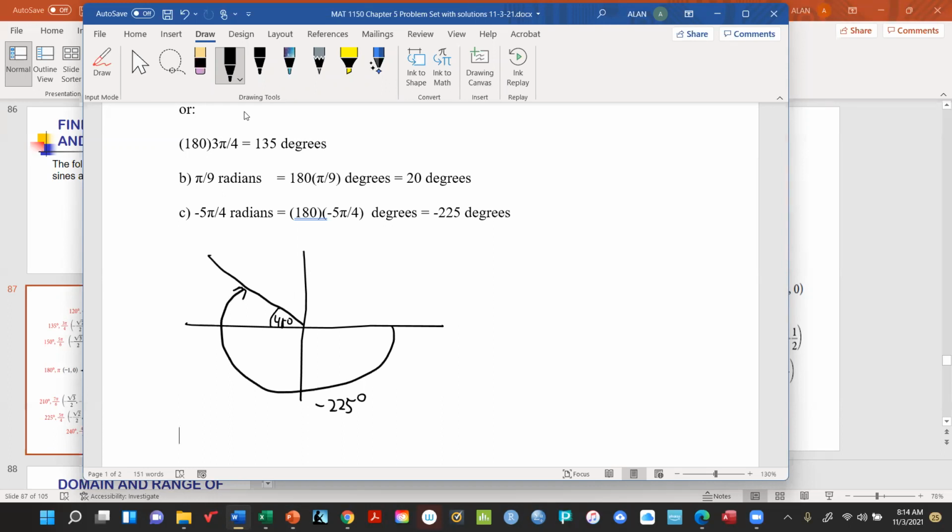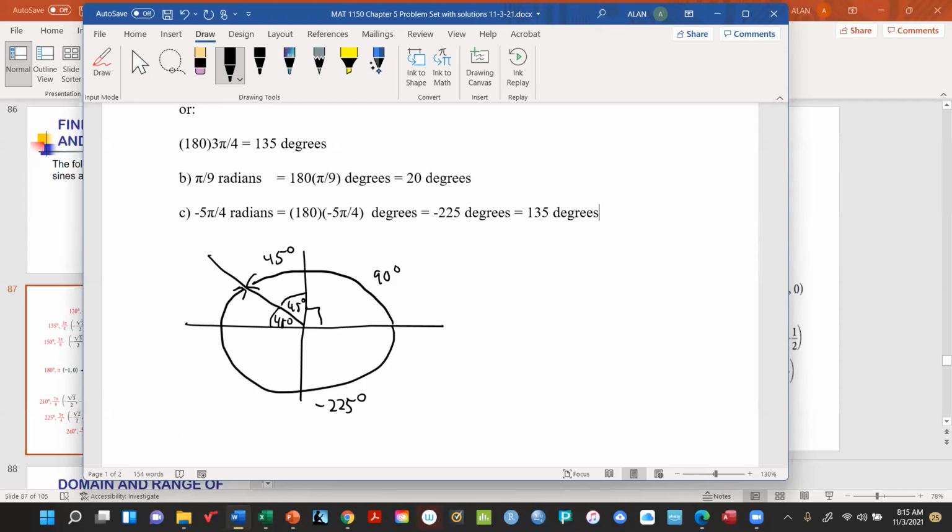So the question is, how far do you have to go in the counterclockwise direction to reach the same point? Well, to get through the first quadrant, you have to go through 90 degrees. And then the second quadrant, this is also 45 degrees. So that means you've got 90 plus 45. And so negative 225 degrees is the same thing as positive 135 degrees. Either one of these will give you the correct answer.